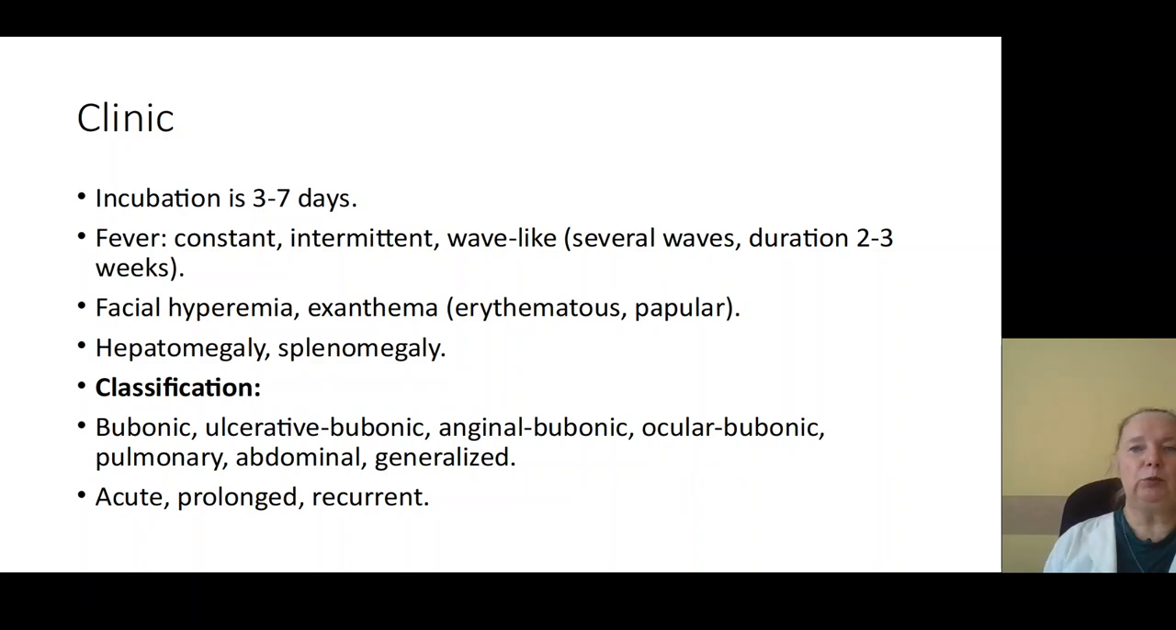Then the ocular bubonic form, with scleritis, conjunctivitis, serous purulent exudation from the eyes, hyperplasia, hemorrhage on the sclera and conjunctiva, and inflammation of bubones in regional lymphatic nodes.